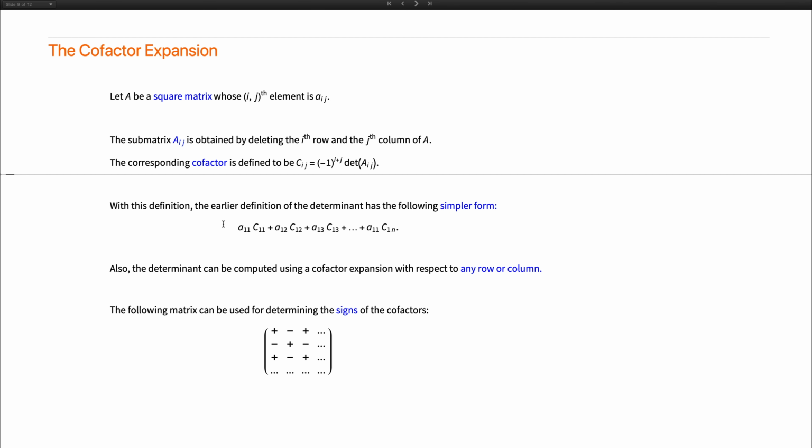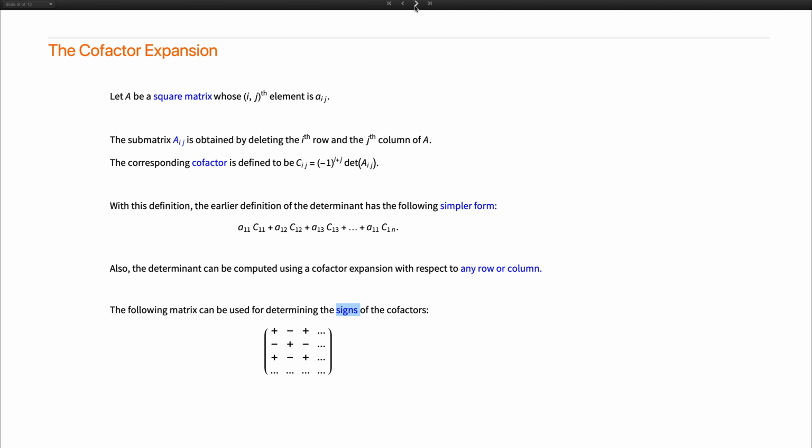Once you do that, you get a much simpler form for doing the determinant. But the main point is that now you can use any row or column to the expansion. So this method over here is going to work for any row or column expansion. And the way to determine the signs over here is for the first row you got plus minus like before. Second row you got minus plus minus, etc. So the signs kind of alternate, and you can use this matrix to determine what to do.